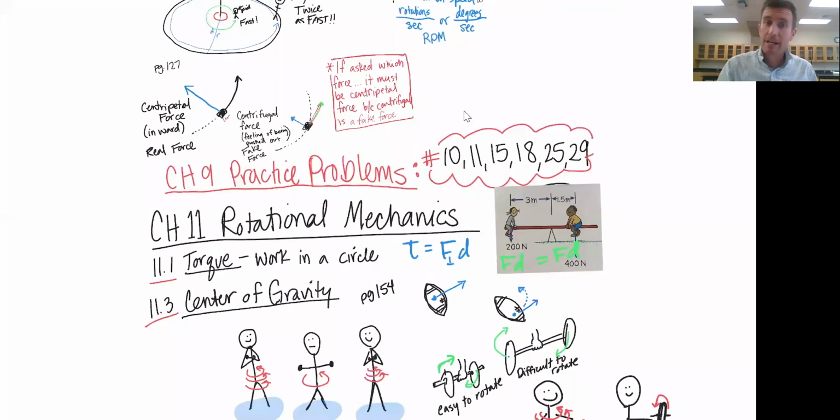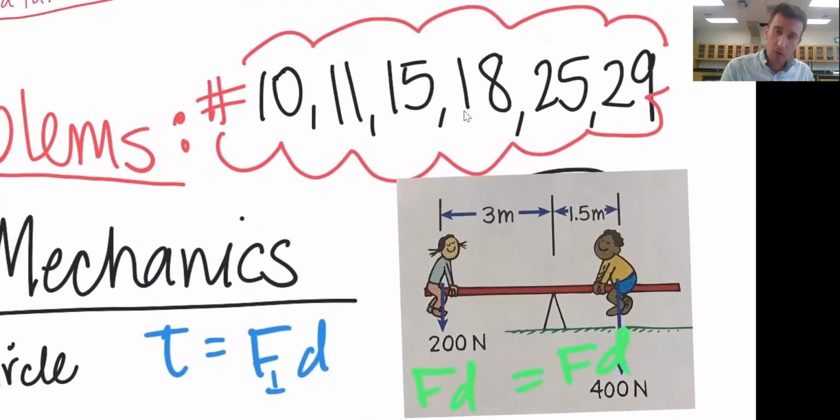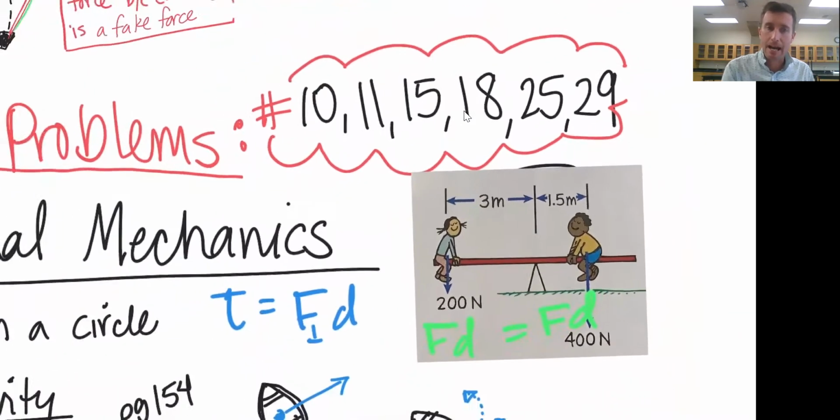So for chapter 9, you are going to do 6 practice problems, numbers 10, 11, 15, 18, 25, and 29.